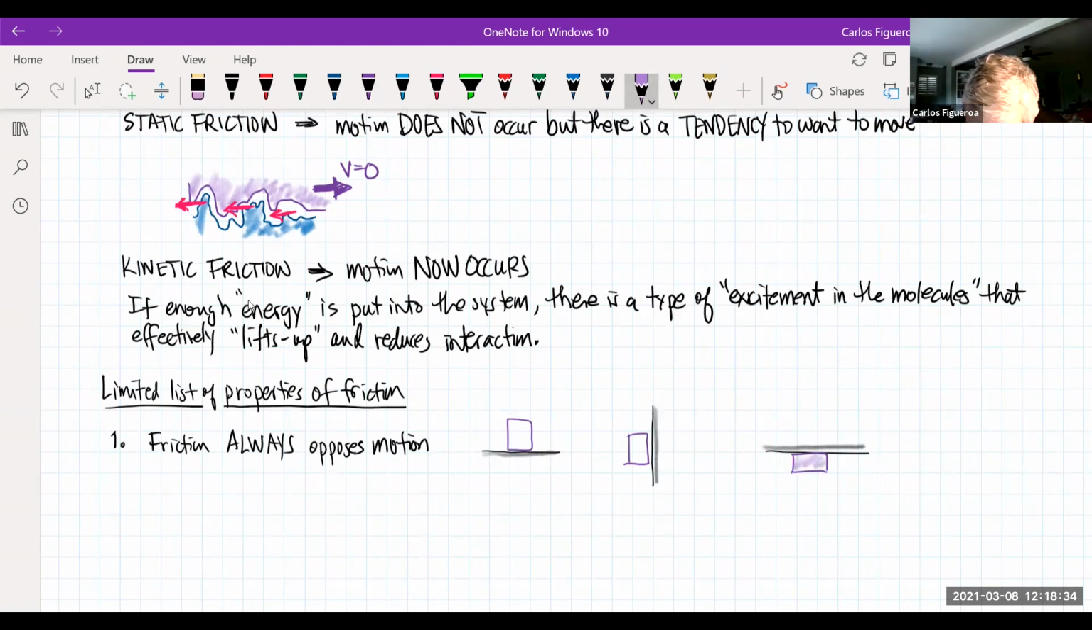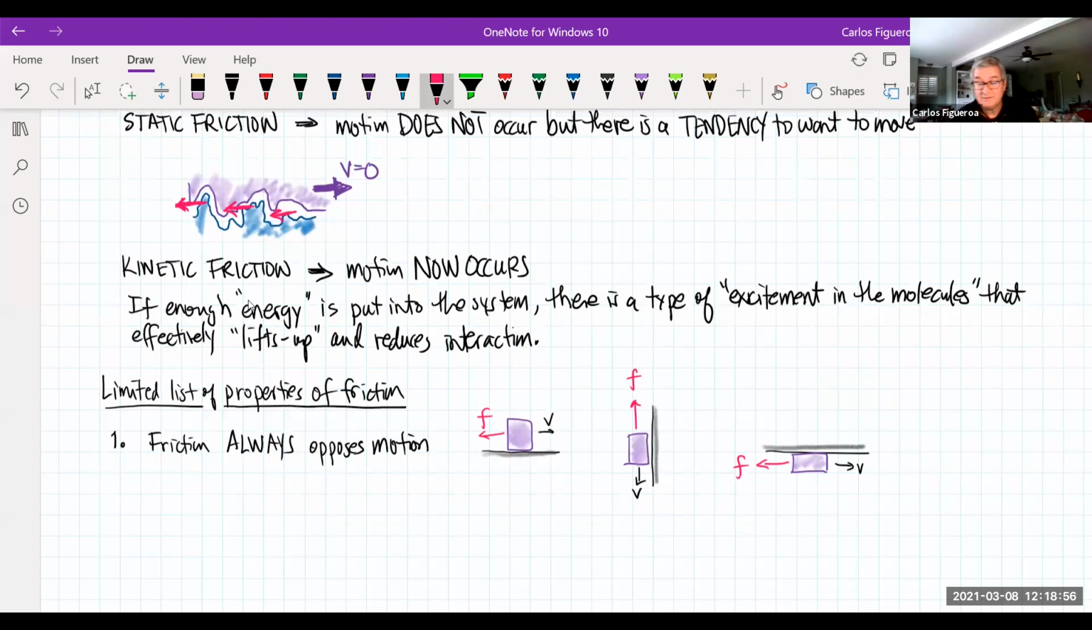if I have my block and it's on a surface here, if my motion is to go whatever direction I'm looking at, the frictional force is always going to oppose you, no matter what. We are always having this scenario here. So what I'd like to do is come back in here and look at the next property.